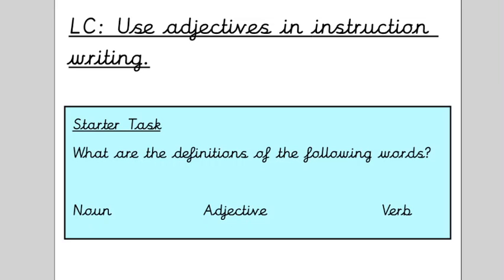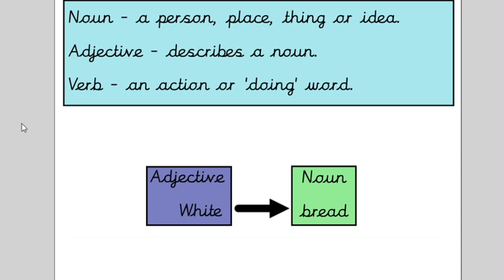Okay, brilliant. So a noun is a person, place, thing, or idea. The important part to note on a noun is if it is a person's name, or the name of a place, or the name of a company or something like that, then we need to make sure it has a capital letter when we're writing, even if it's in the middle of a sentence.